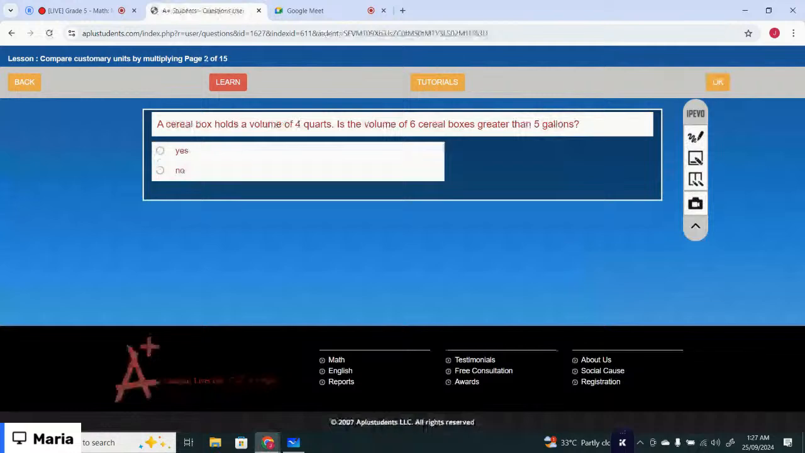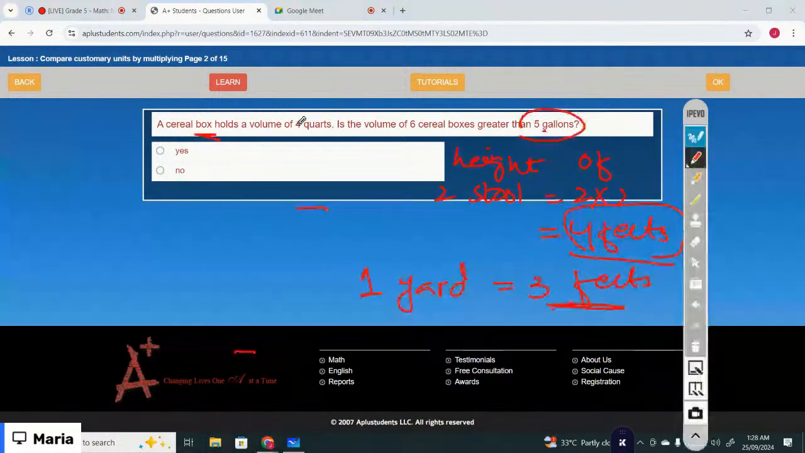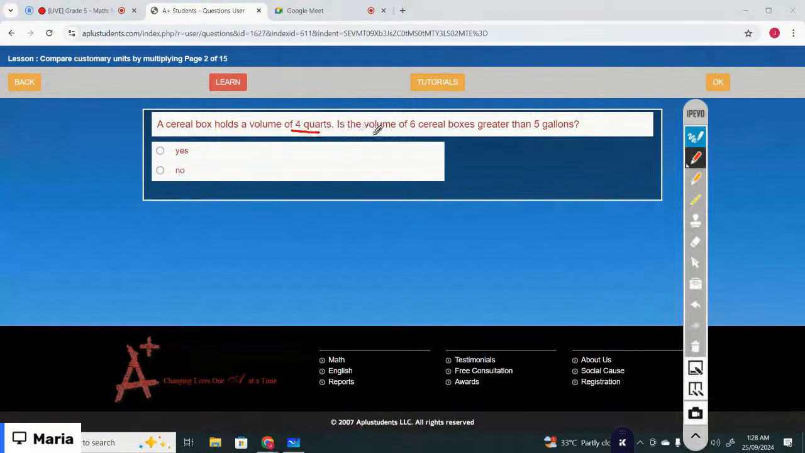Okay, the next one is a cereal box has a whole volume of 4 quarts. One cereal box contains 4 quarts. Is the volume of 6 cereal boxes greater than 5 gallons? So that means 6 cereal boxes means 6 times 4 equals 24 quarts. So basically you are going to compare 24 quarts to 5 gallons, right? So convert these gallons to quarts.